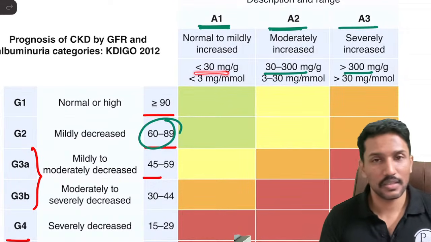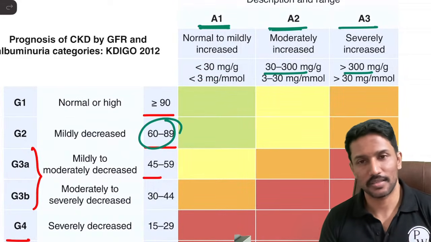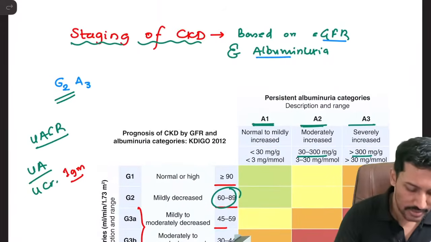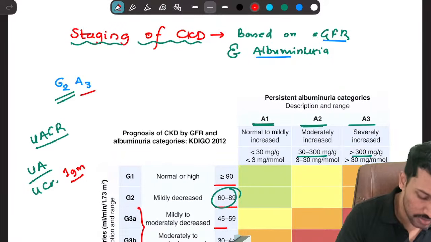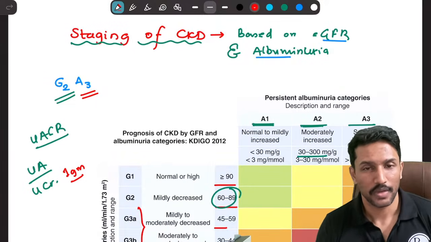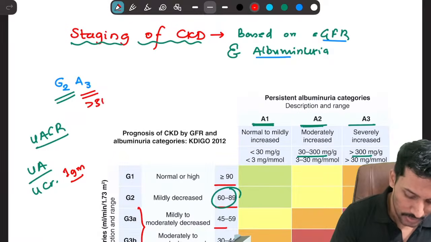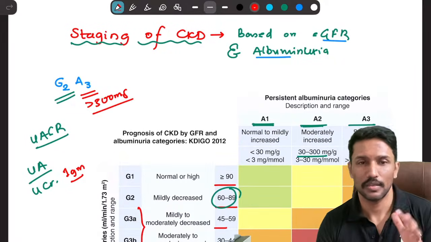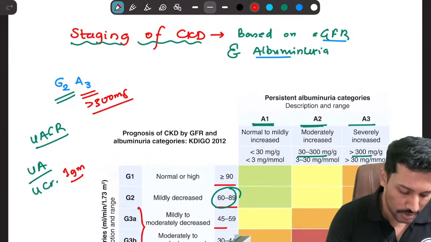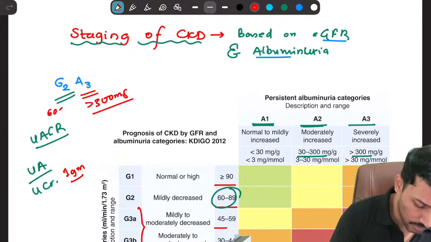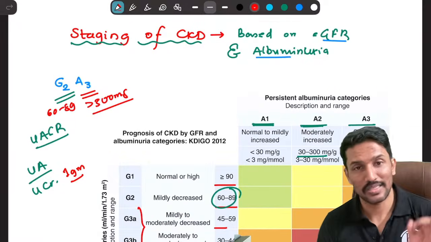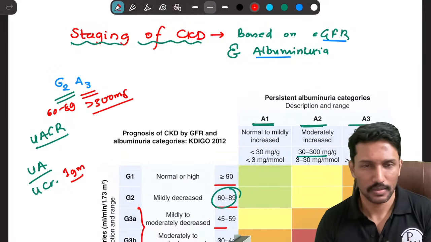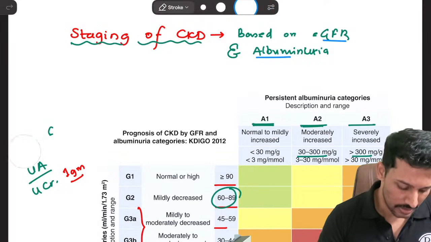If it is less than 30, it is A1; 30 to 300, it is A2; more than 300 is A3. So in this case, when I said the albuminuria category is A3, we are referring to this patient having more than 300 milligrams of albumin loss per day in urine. So G2A3 stands for 60 to 89 GFR and more than 300 milligrams of albumin loss per day. Clear? So this is how we do the staging.